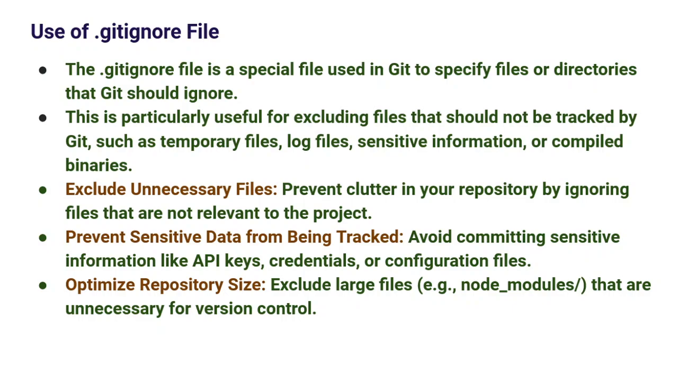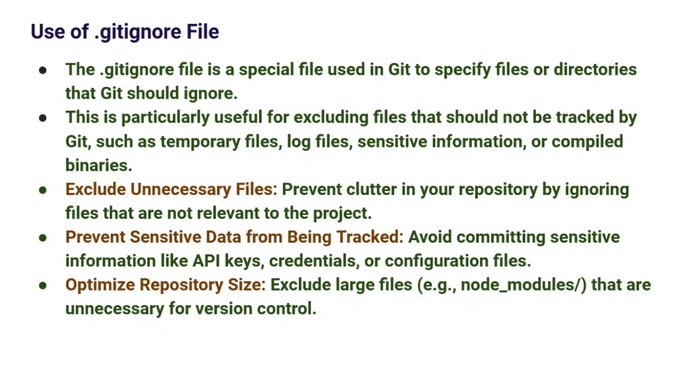So how do we tell Git that these files are not needed, or that we should ignore these files from being committed in the local repository or remote repository? The .gitignore file is a special file used in Git to specify files or directories that Git should ignore. Suppose in our project we have some folder, and whatever files are present inside that folder, we don't want those files to be committed. We don't want Git to consider those files while adding them into the staging area or while committing.